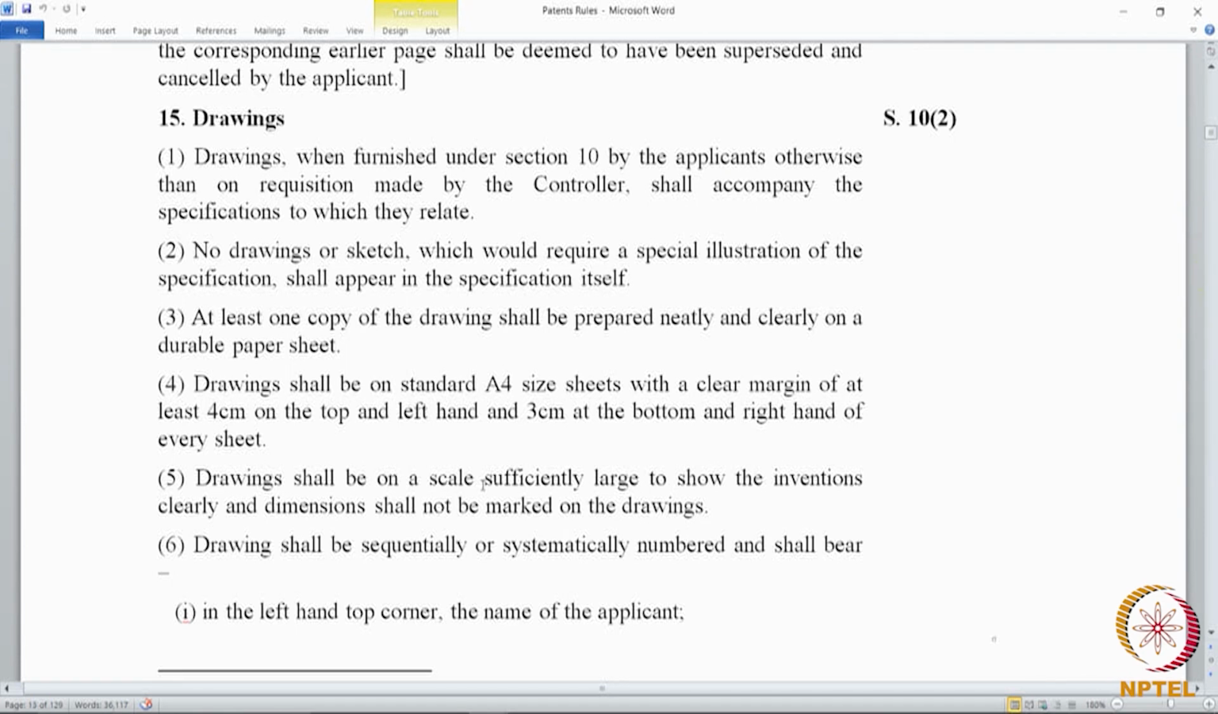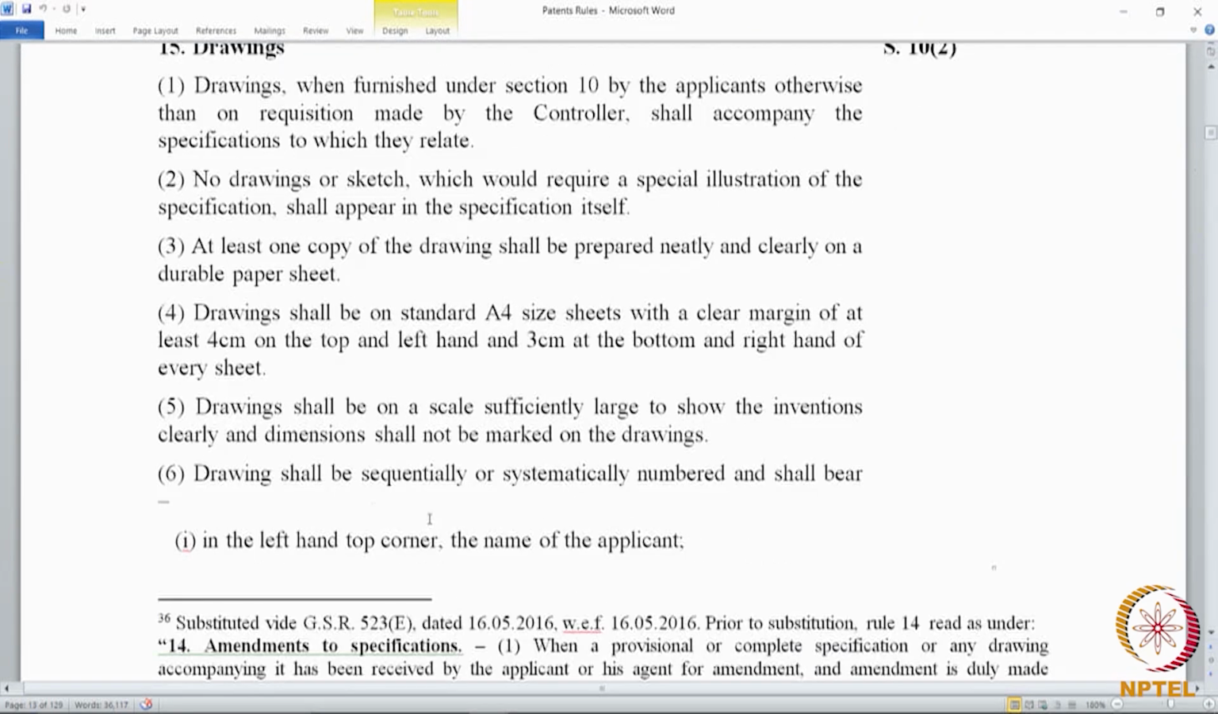15.3 says that at least one copy of the drawing shall be prepared neatly and clearly on a durable paper sheet. So they have to be on a separate sheet. 4. Drawings shall be on standard A4 size sheets with a clear margin of at least 4 centimeters on the top and the left hand, and 3 centimeters on the bottom and the right hand of each sheet. 5. Drawings shall be on a scale sufficiently large to show the invention clearly, and dimensions shall not be marked on the drawings.